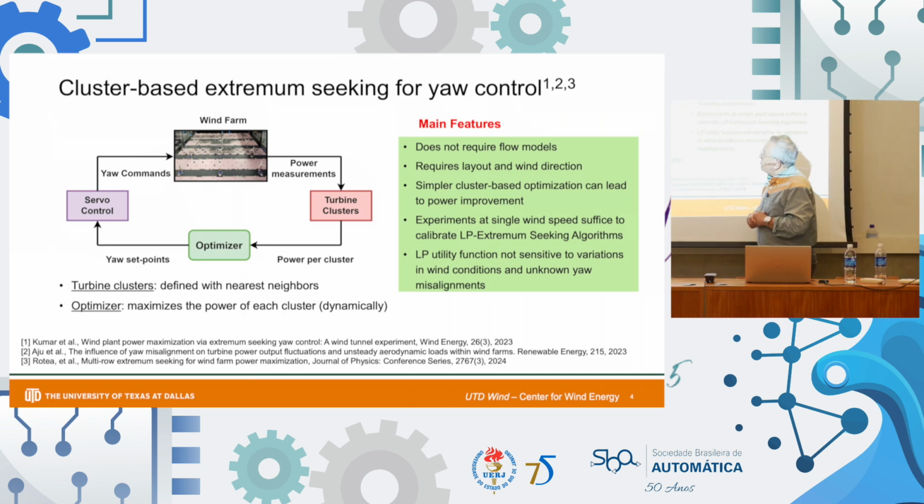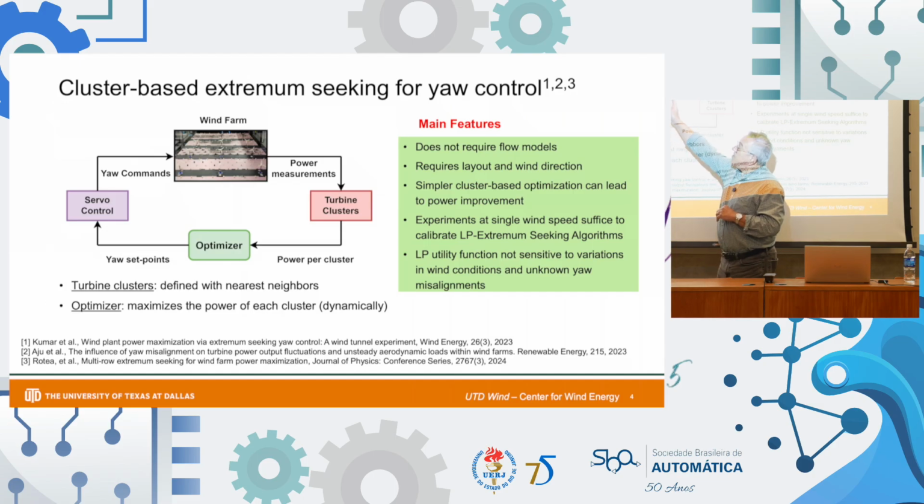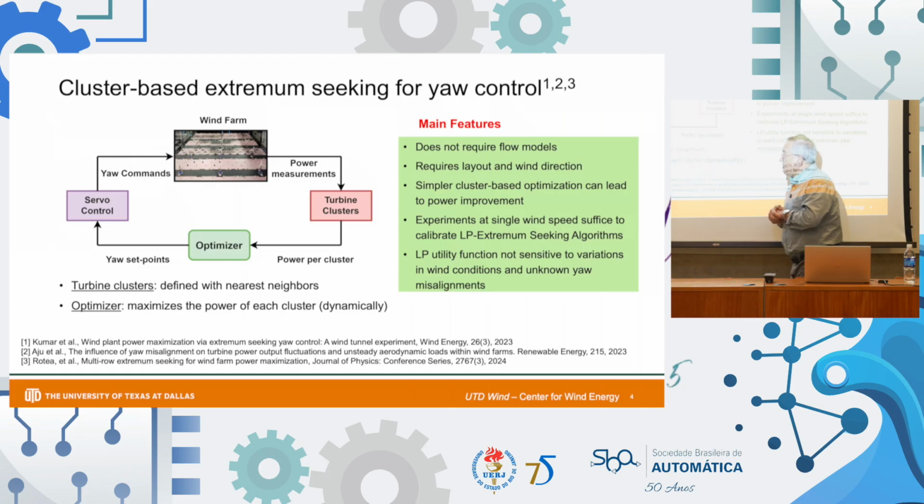This diagram shows how we do this. So this is an image of our wind tunnel. You will see a lot of these images in the next slides with miniature wind turbines. In there, we measure their power. We decide how to form the clusters. That's done offline. Then we optimize with extremum seeking, and we close the loop to send the yaw commands to each of the machines.